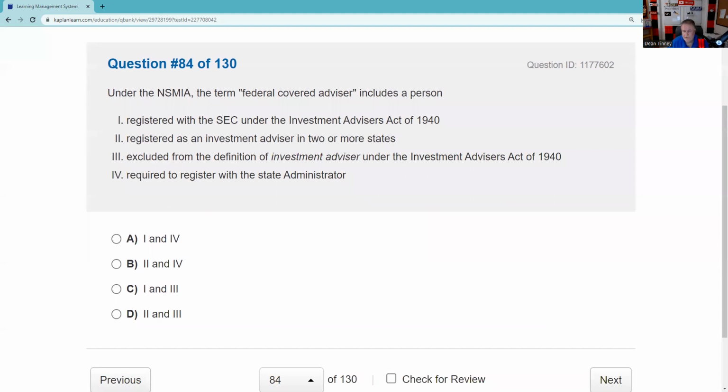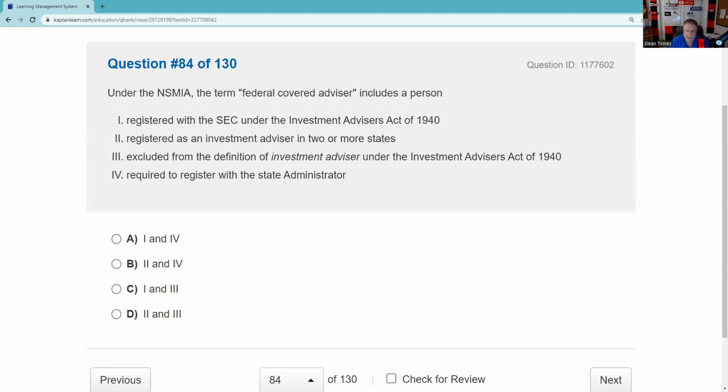Under the National Securities Market Improvement Act, the term federally covered advisors. So the National Securities Market Improvement Act created 2 buckets of federally covered things: federally covered investment advisors and federally covered securities. And state administrators weren't big fans of it because it took power away from them.